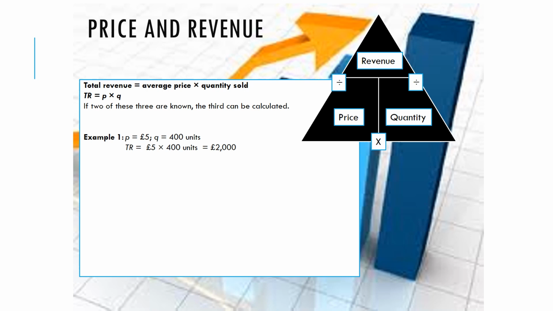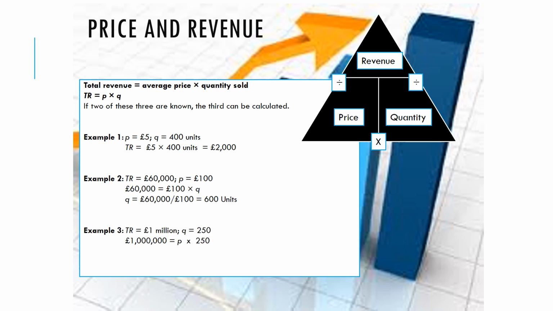Let's have a look at a second example. Let's imagine this scenario. The revenue we know is £60,000 and the price they charge is £100 per item. So we might wonder, well, how many items, or what is the quantity that they've sold to customers? Again, we can use the triangle on the right hand side. In this situation, we know the revenue is 60,000 and we know the price is £100. So revenue divided by price will give us quantity. So in this example, the quantity would be 600 units.